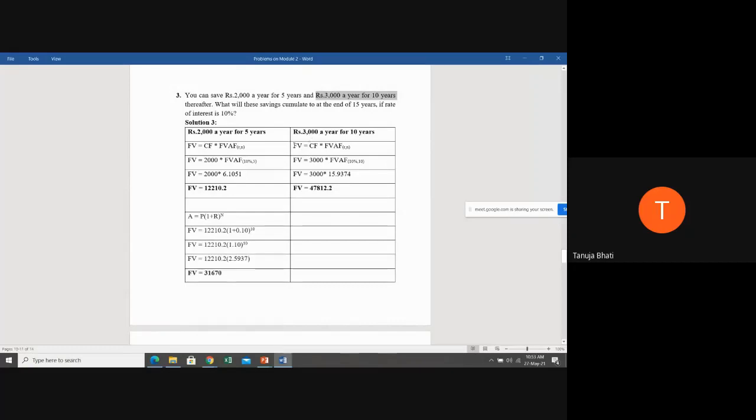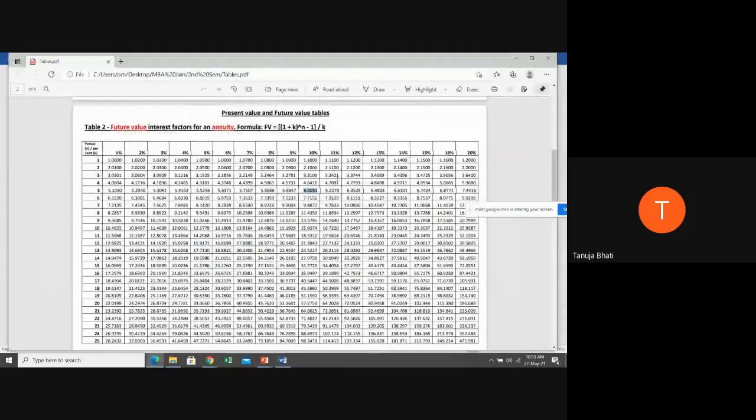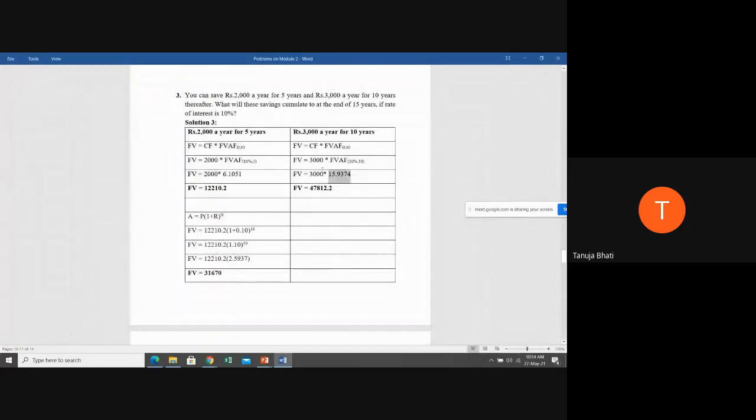So how do we calculate the future value in this case? Future value is equal to cash flow into future value annuity factor. Again, it is 3,000 cash flow into future value annuity factor. How do we calculate that? We calculate that by using rate of interest and number of years. Number of years is 10 years. Rate of interest is 10%. Again, we see table number 2, that is 10% for 10 years. That is 15.9374. So 15.9374, when you multiply by 3,000, you will get the future value as 47,812.2.